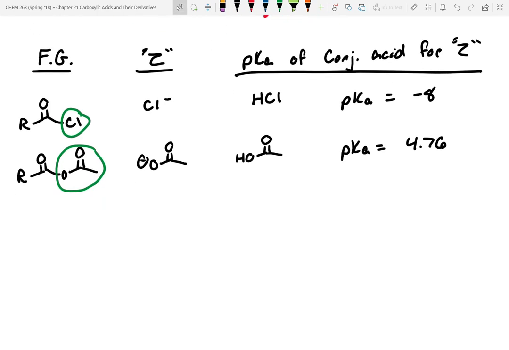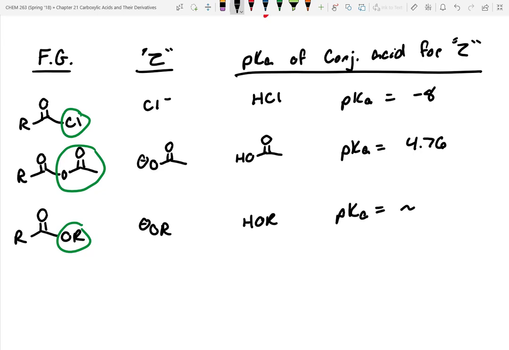All right, the next one that we have is with esters. And if an ester pops off, we have an alkoxide leaving group. That means that the conjugate acid would be an alcohol. What's the pKa of most alcohols? And I'll give you a hint: water is an alcohol. About 15. So you can see it's not as good a leaving group, not even close.